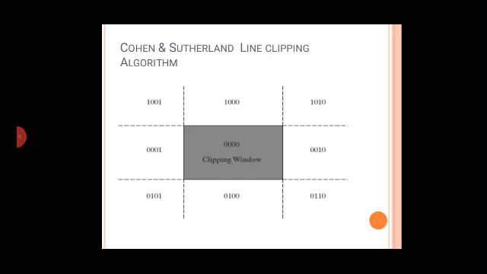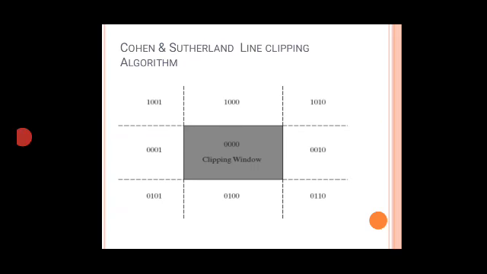Now see here, the center part is your clipping window. At the center, all 4 bits are set to 0. In the left middle part, only the first bit is set to 1, remaining bits are 0. In the right middle part, only the second bit is set to 1. In the top middle part, only the last bit is set to 1, and in the bottom middle part, only the third bit is set to 1.